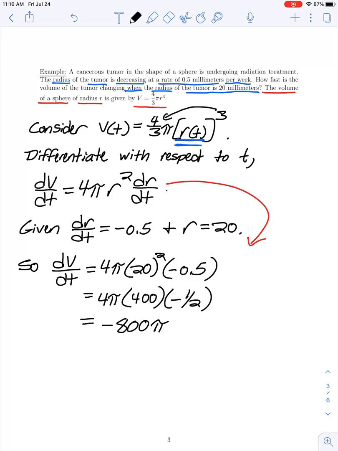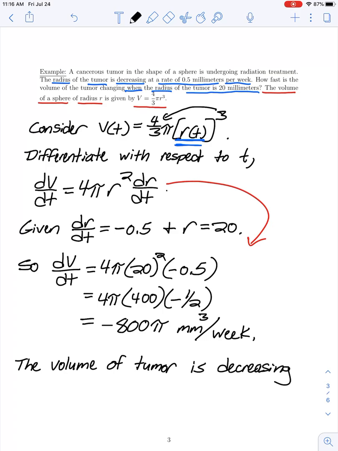And let's think about what our units would be here. So the radius was being measured in millimeters. So volume would then be cubic millimeters, or millimeters cubed. And then per, the unit of time was given in weeks in the problem. So this is per week. So in interpretation, we can say the volume of the tumor is decreasing.